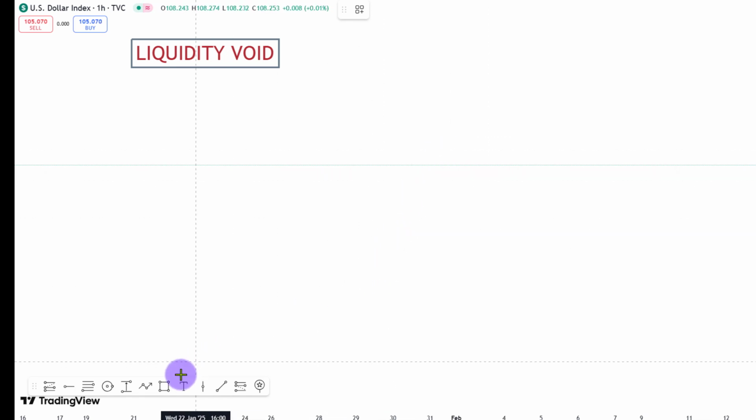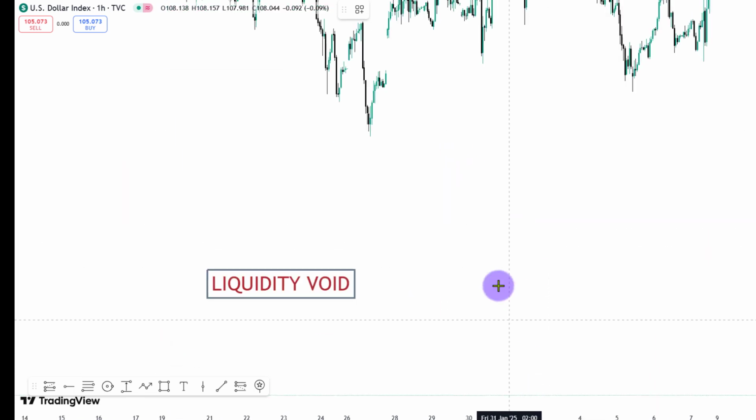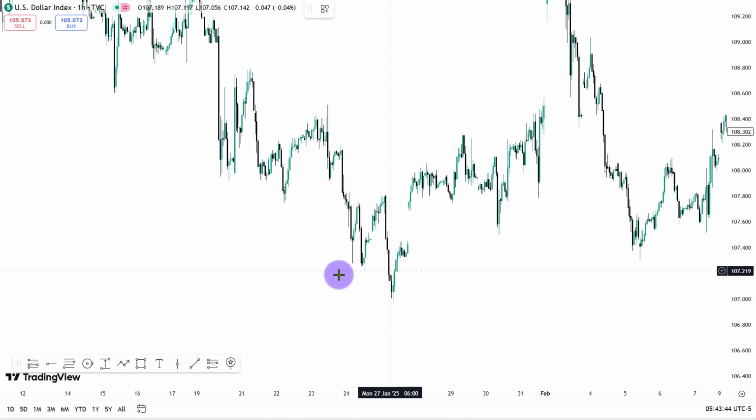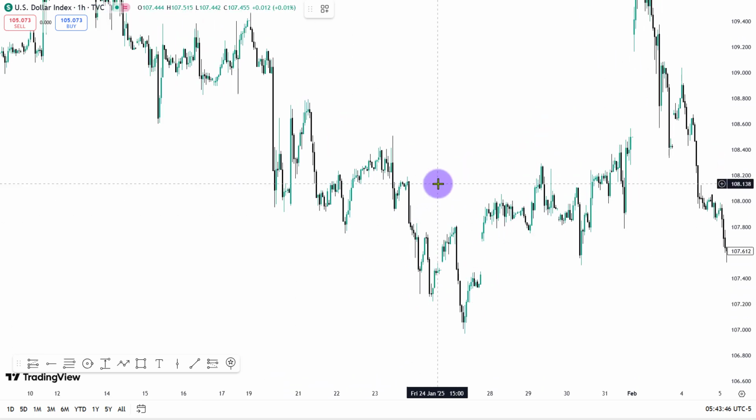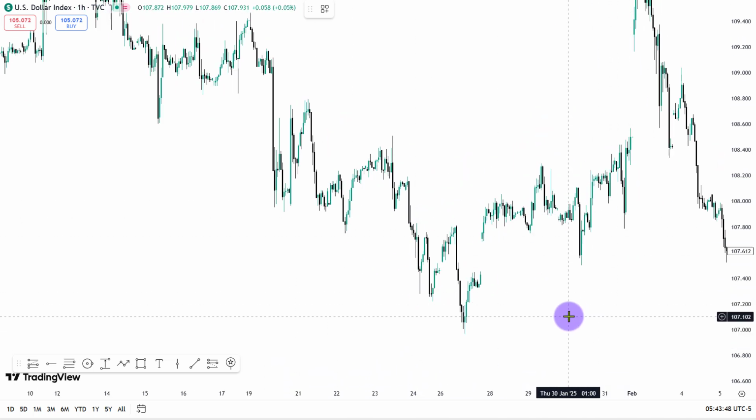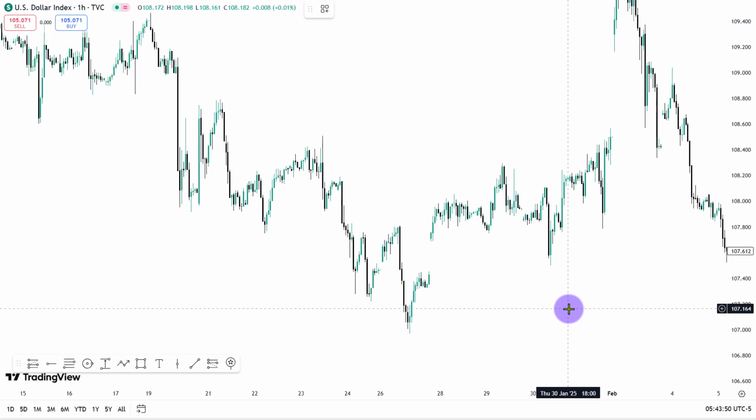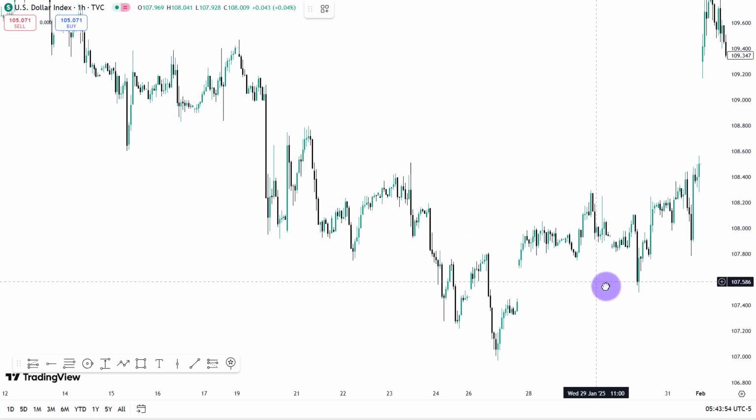So remember, in order of importance, when we look for mitigation blocks and it's not there, the breaker is the next to look for. In the absence of a breaker, we look for liquidity void. And let me show you in charts exactly what a liquidity void is, a simple example. Now, most times when liquidity voids are created, institutions would like to trade back into that void before the next longer move.